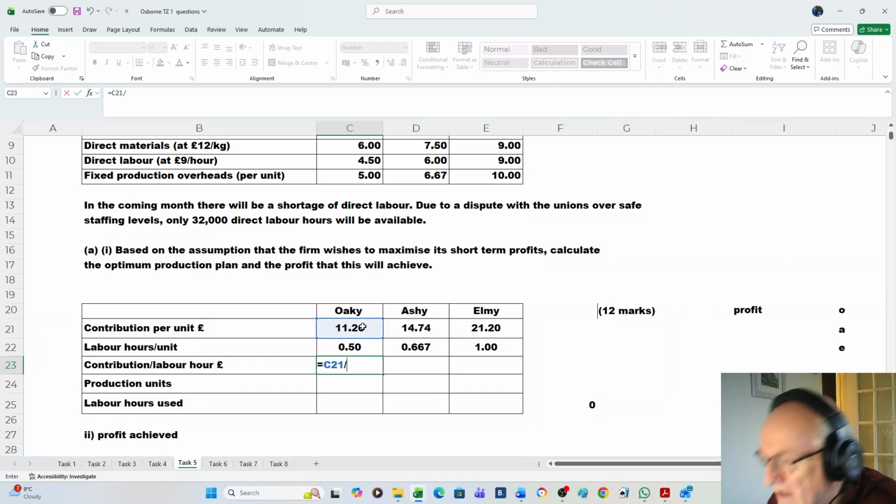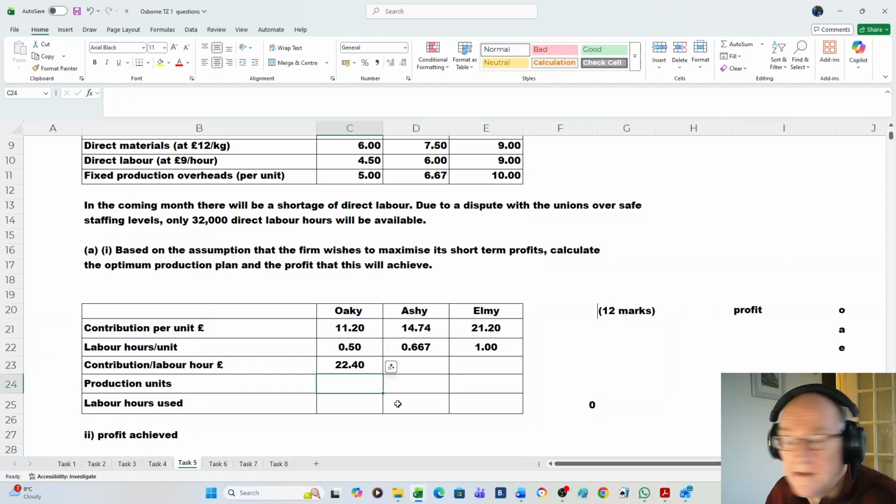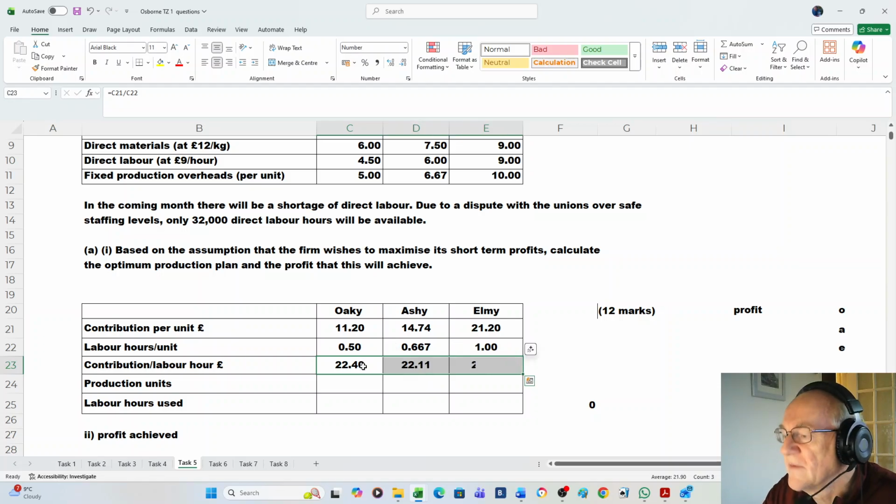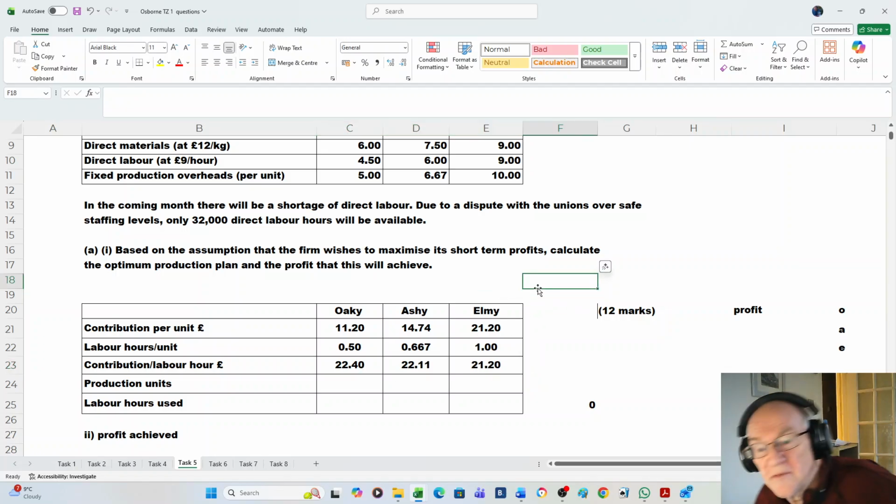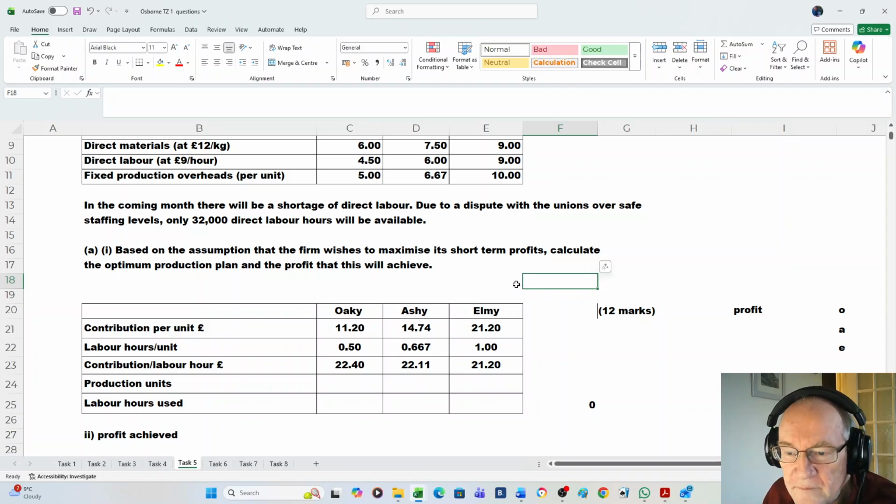If you'd made a mistake, you would get carried forward errors. You wouldn't get penalised for the same error twice, unlike Osborne's answer is actually wrong on this one. I'm not sure how they got the answer. I did play around and try and work it out. Couldn't. So now what we've got to do is rank them.